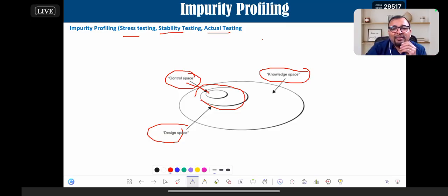Example, Thapa says stress, Meena says stress, Dispal says stability, Anuja says stress testing. What is going to be? Kunal says stress and stability both.